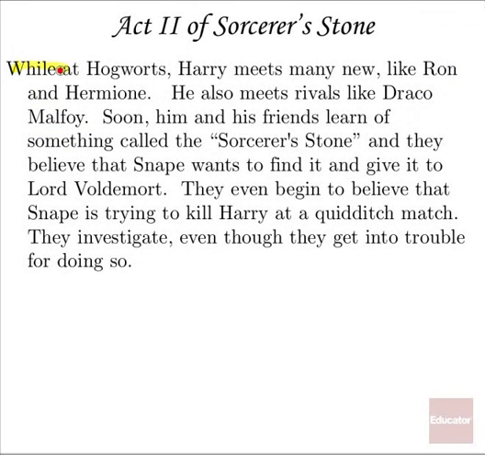While at Hogwarts, Harry meets many new friends, like Ron and Hermione. He also meets rivals like Draco Malfoy. Soon, he and his friends learn of something called the Sorcerer's Stone, and they believe that Snape wants to find it and give it to Lord Voldemort. They even begin to believe that Snape is trying to kill Harry at a Quidditch match.